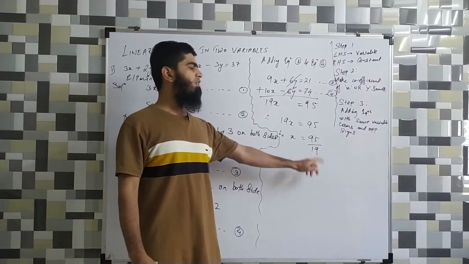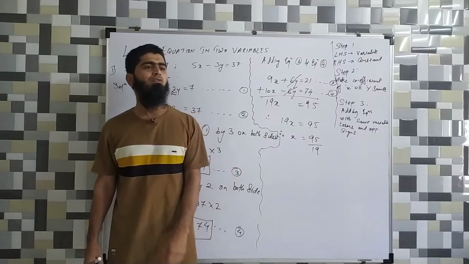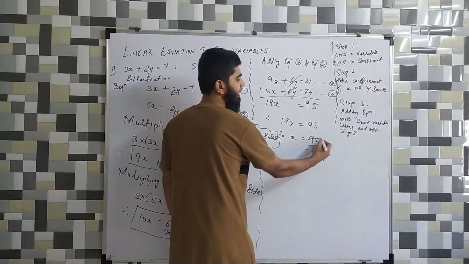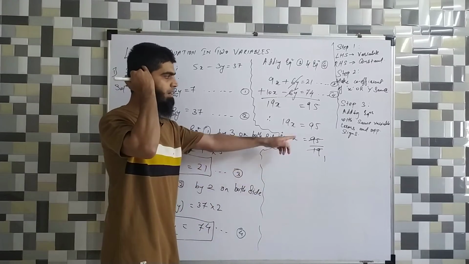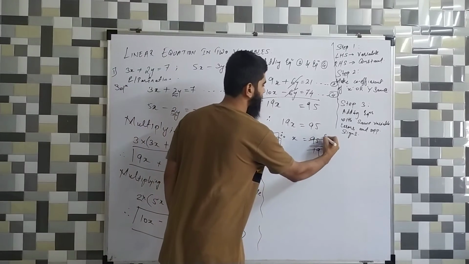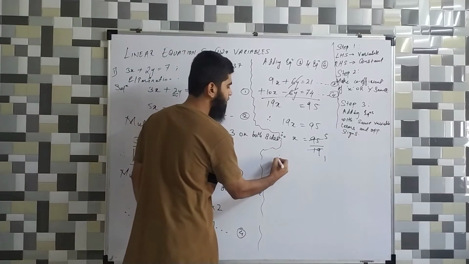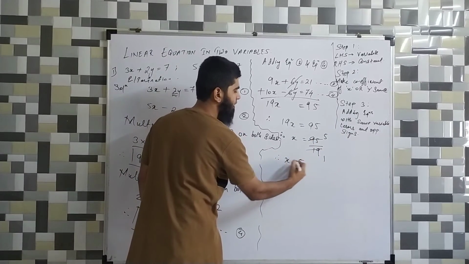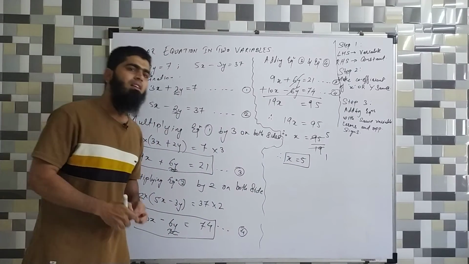Okay, who will give me the answer for this? 95 upon 19. Read the table of 19. Yes, 19 ones are 19. 19 times how much will give you 95? 19 fives are 95. Hence we got the value of x is equal to 5 upon 1, that is nothing but 5. Am I clear? Have you all understood this?